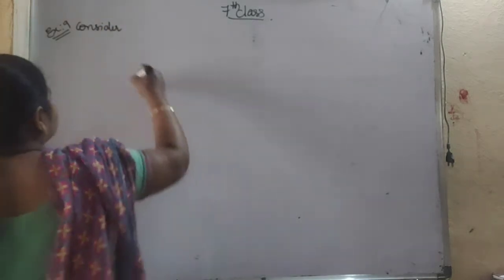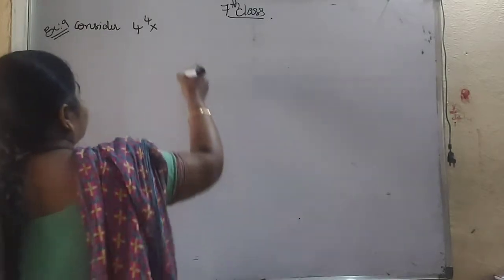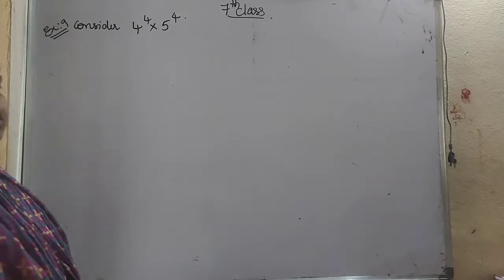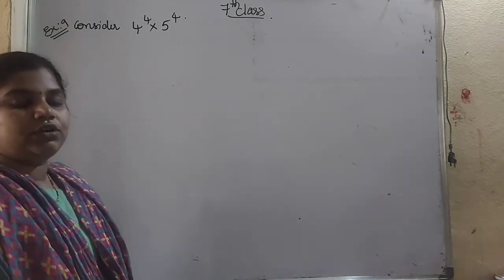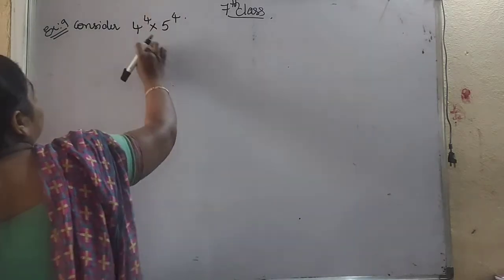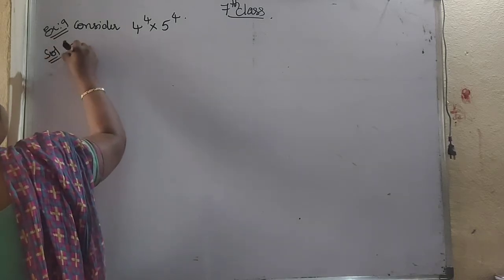Consider 4 power 4 into 5 power 4. So what is the question? 4 power 4 into 5 power 4. So we have to solve this. Which law of exponent are we using here? Here both powers are equal and bases are different. So which law of exponent can we use?